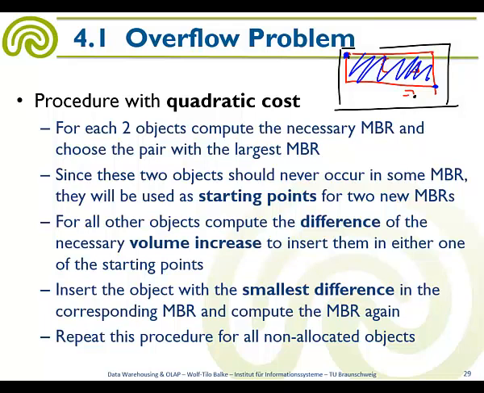And they're going to be the starting points of new minimum bounding rectangles, right? So you start here, and these are kind of like the seeds, if you want to call them. And they start the new minimum bounding rectangles. And once you've decided that, you then start to do the normal thing, or the thing that we've been doing in insertion.